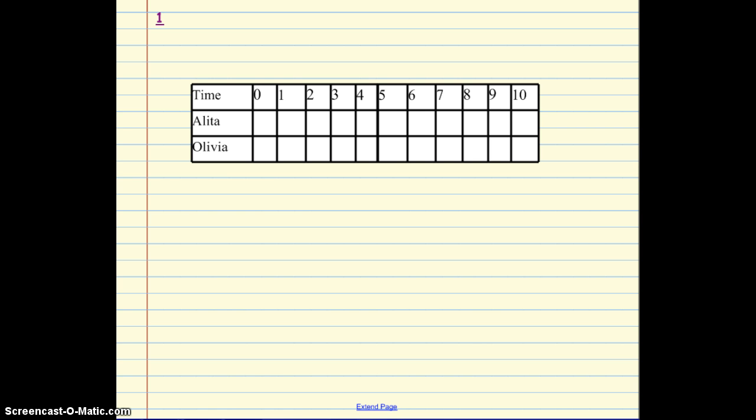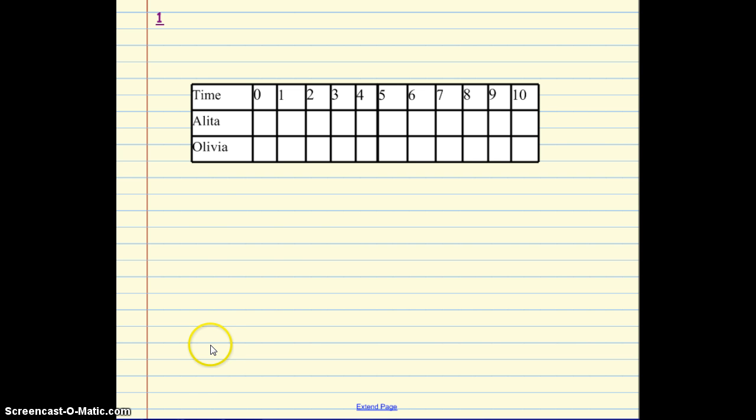Question number 1 says we are going to make a table to show how many meters each sister was from the starting line at various times. So go ahead and pause the video, copy my table onto your piece of paper. Hopefully that only took you 2 minutes or so. If not, you need to copy a little faster.